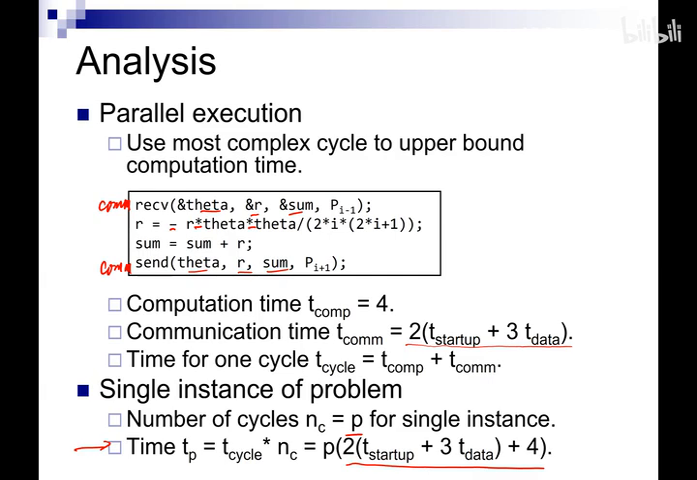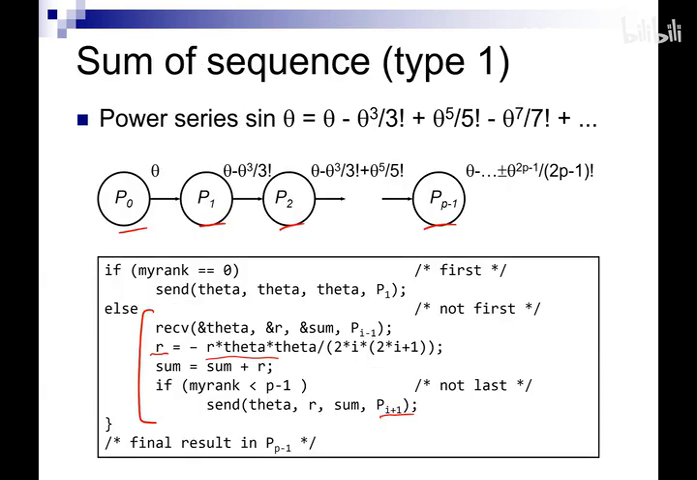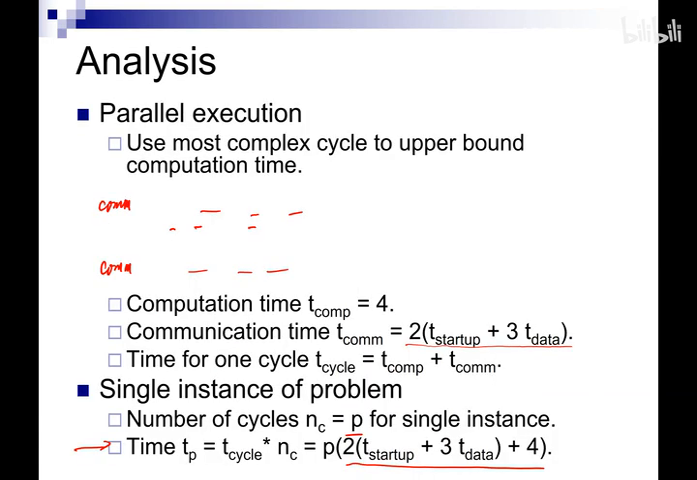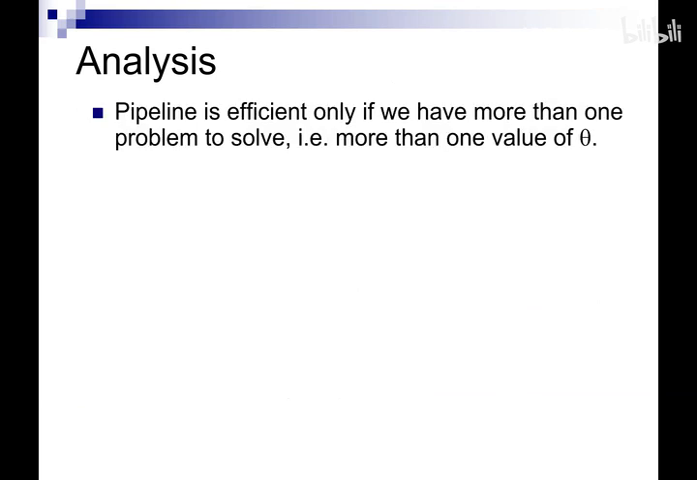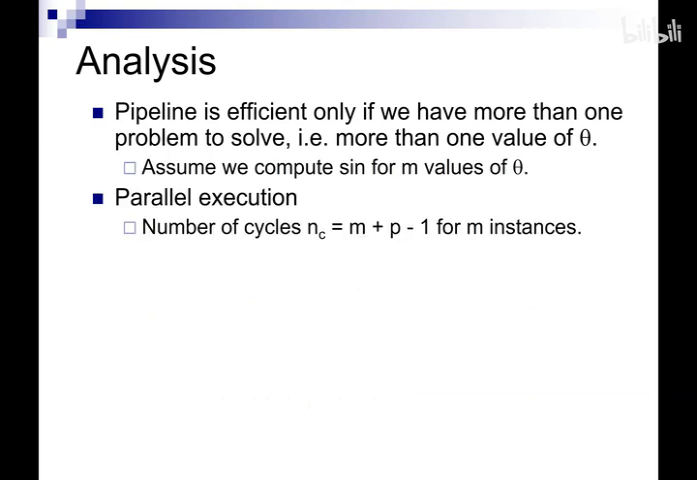However, this is not efficient because even if you compute the sine value sequentially, eventually you're going to get p terms over here. So if you do the sequential computation, that would also take you order p time. So if you just do one instance of the sine computation using a pipeline, you don't get any improvement in efficiency. However, if you have multiple values of theta, suppose you have m values of theta, then now we can go back to the previous analysis, and the total number of cycles to solve all m instances is just m plus p minus 1.